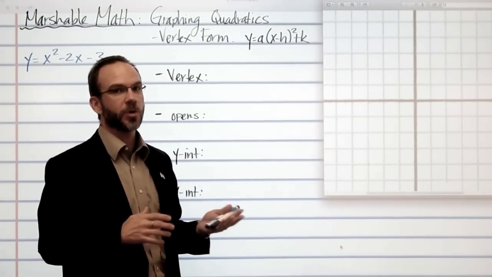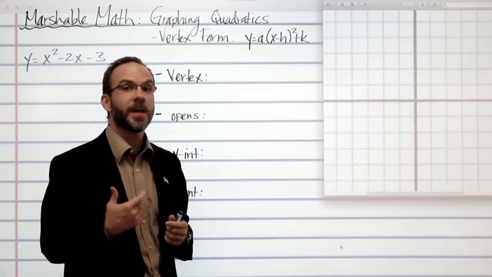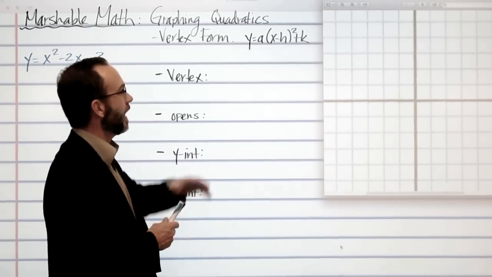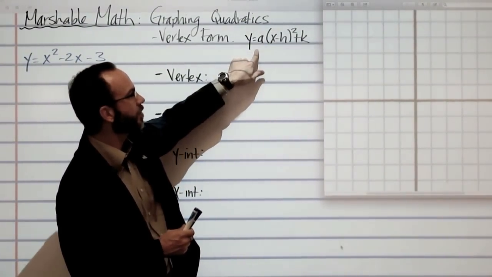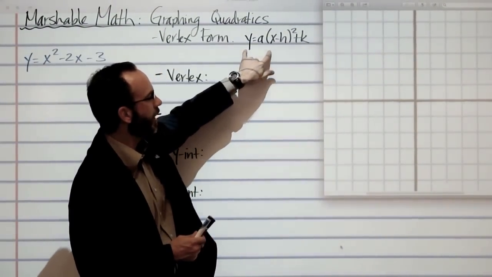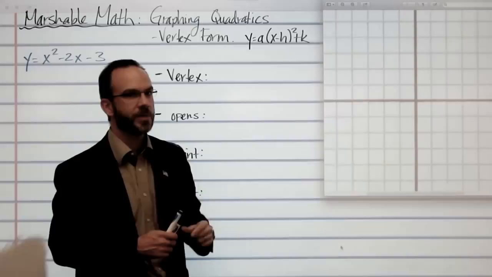Okay, vertex form is called vertex form because it gives us perhaps the most important thing about a parabola, and that is the vertex. The vertex is either going to be the maximum or the minimum, and it has to be written in this form where y is equal to a times the quantity x minus h squared plus k. The x's and the y's are the ordered pairs on the graph, and then these a's and h's and k's are some different values.